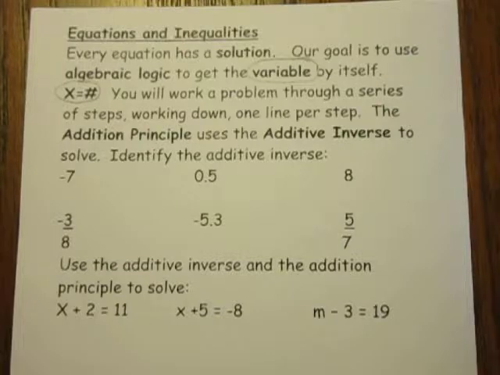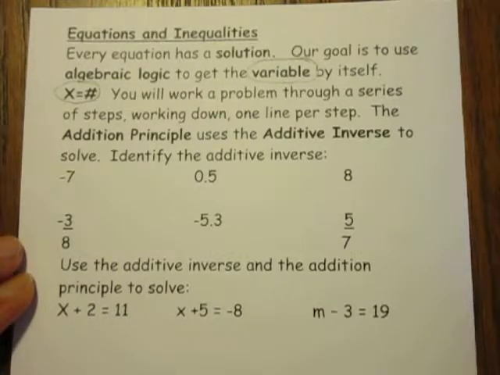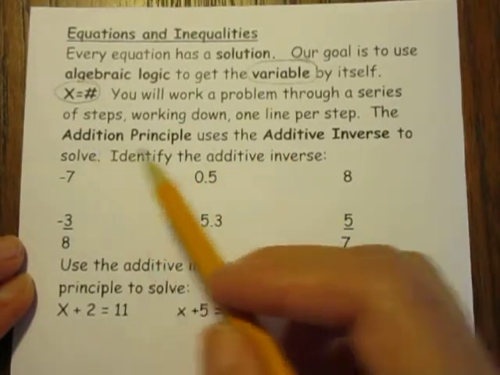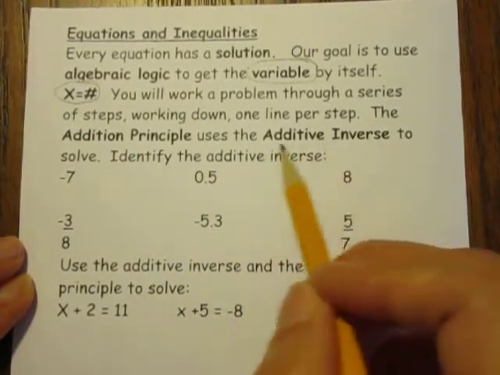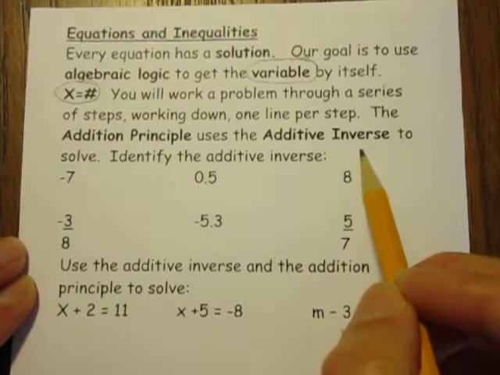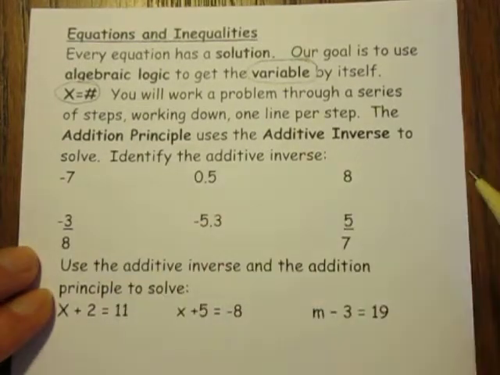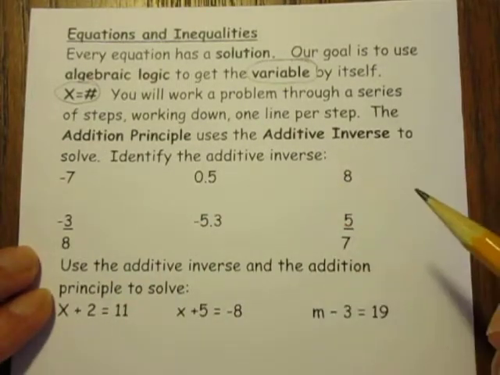Adding and subtracting undo each other, multiplying and dividing undo each other, squaring and square rooting undo each other, cubing and cube rooting undo each other. We're going to be focusing on adding and subtracting undoing each other, and that is using the addition principle by thinking of the additive inverse, what undoes that. So we want to look at a couple numbers here just to practice the concept.